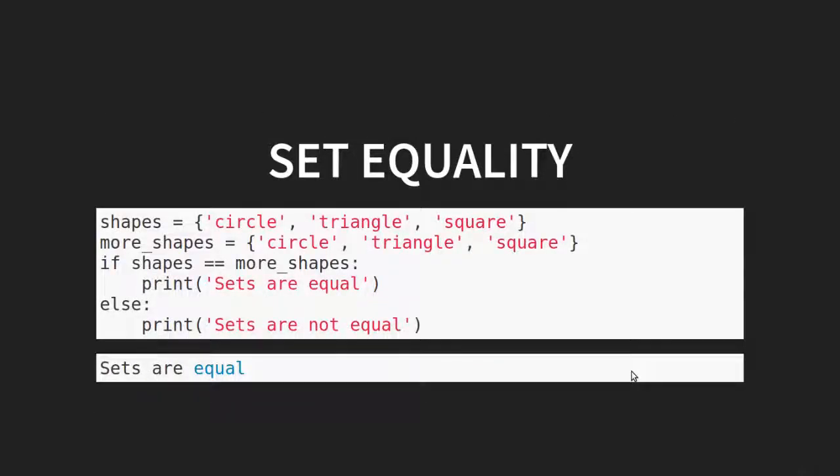Set equality. This is where we start getting into some interesting things. So we have our same shape set that we've been dealing with, but now we have more shapes. This is a whole other set. This also has the strings circle, triangle, and square, and we can see if these are equal to each other. So if shapes equals more shapes, we can actually test to see if sets are equal to each other. So in this example, of course, the sets are equal.